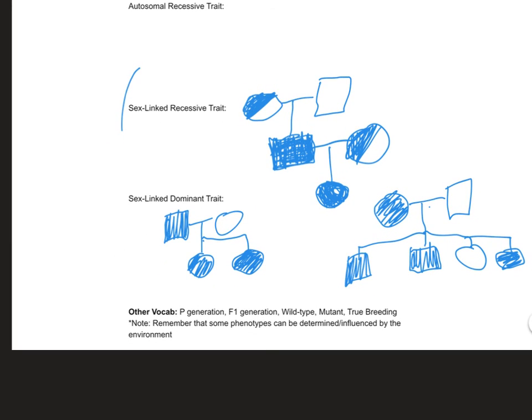And then at the last, just note that there are some vocabulary words that you should know that you might see show up in problems. And also there wasn't a specific question about this, but remember that some phenotypes can be determined or influenced by the environment rather than just the genes. So there could be other factors, again, in determining the phenotype. The example I gave was like human skin color. If you're out in the sun a lot, your skin color will probably be darker than if you weren't in the sun. So that's an example where genes are playing a role, but also your physical environment is playing a role as well.